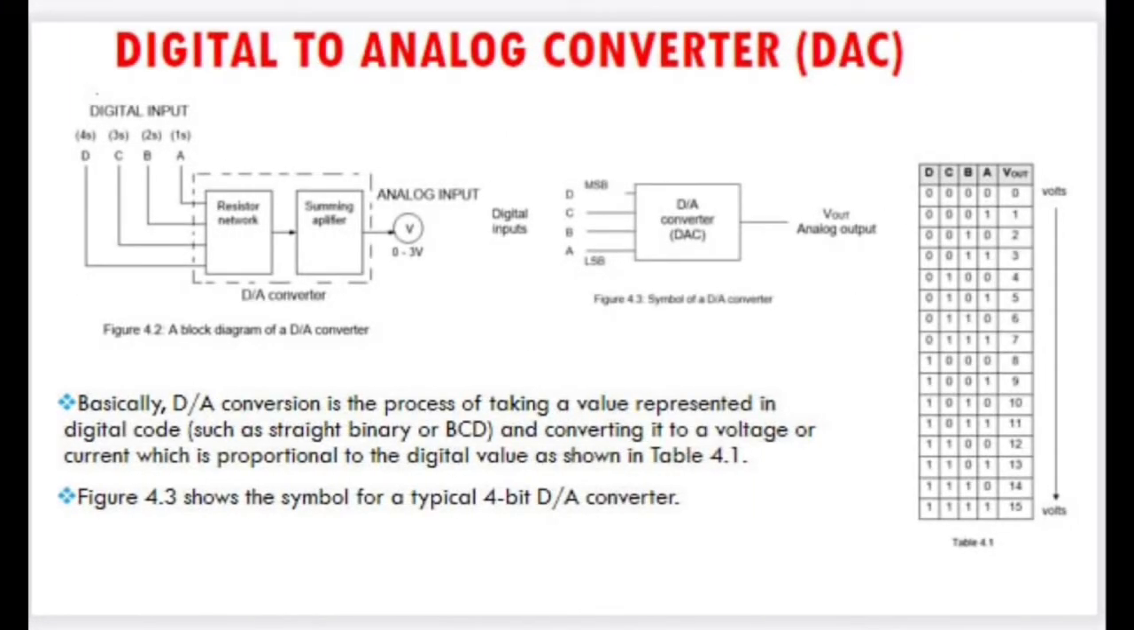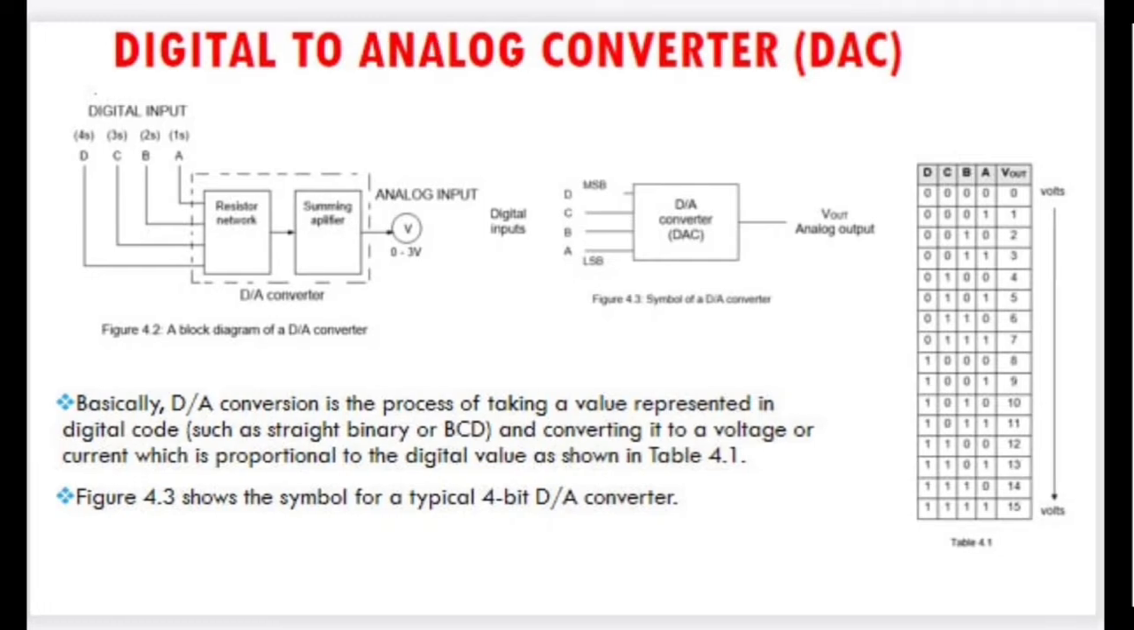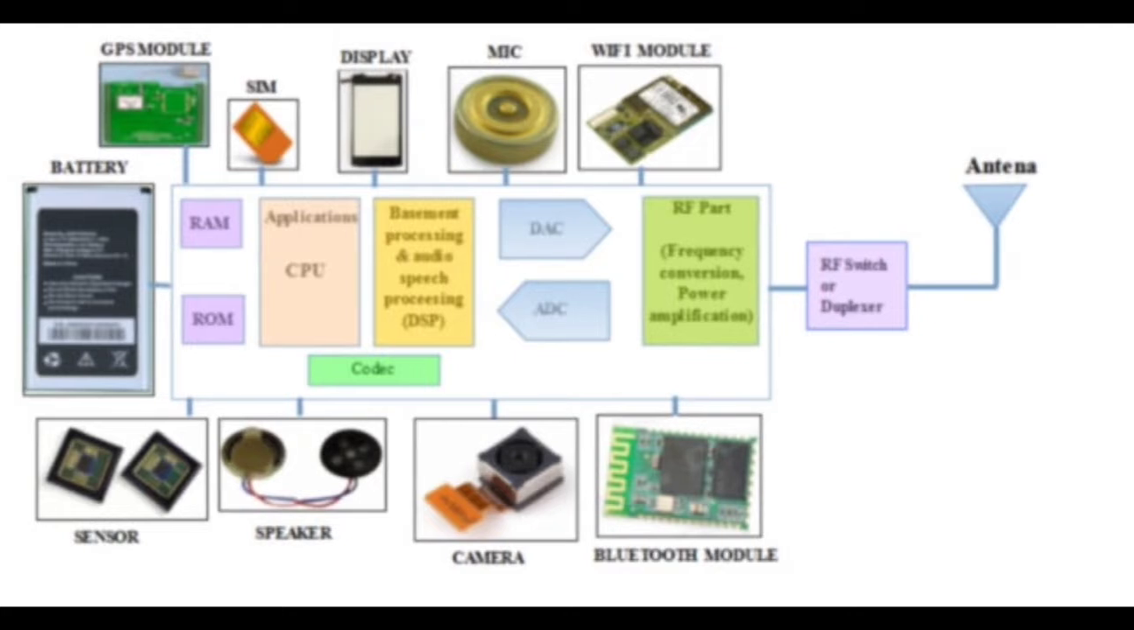In electronics, a digital to analog converter (DAC) is a system that converts a digital signal into an analog signal. An analog to digital converter (ADC) performs the reverse function. There are many applications of ADC and DAC that can be used in everyday life.